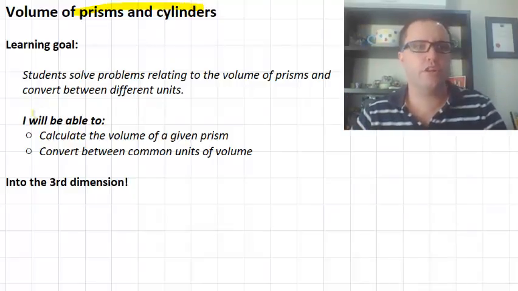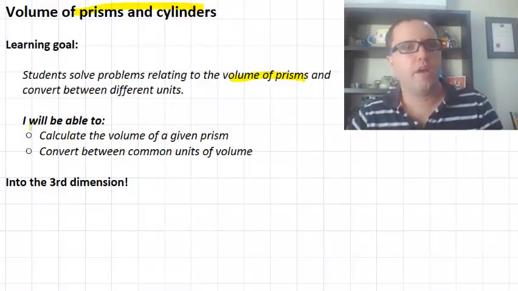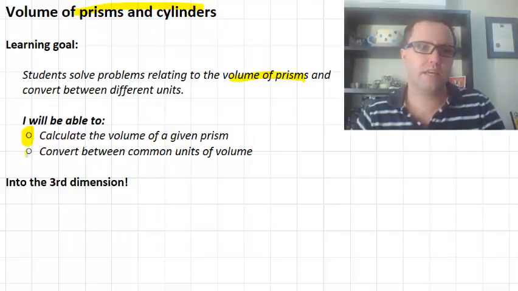Okay, so your learning goal for this one is that students would solve problems now relating to the volume of prisms and be able to convert between different units of volume, obviously. Okay, so you'll be able to, at the end of this, calculate the volume of some given cylinder and convert between common units of volume.